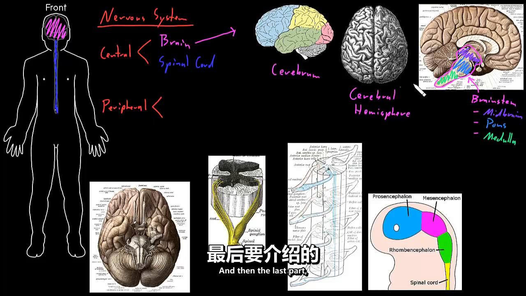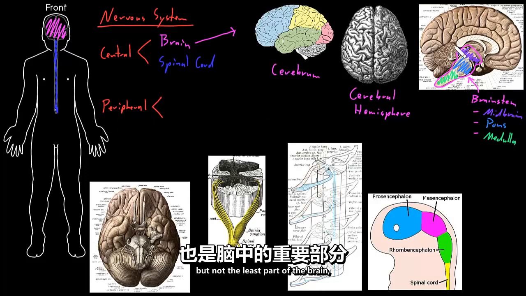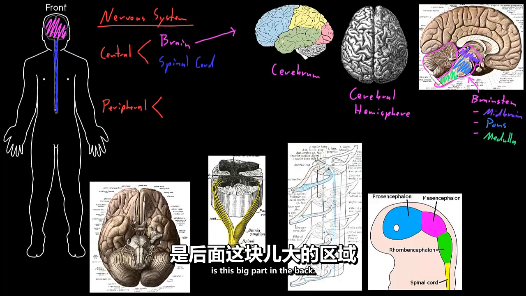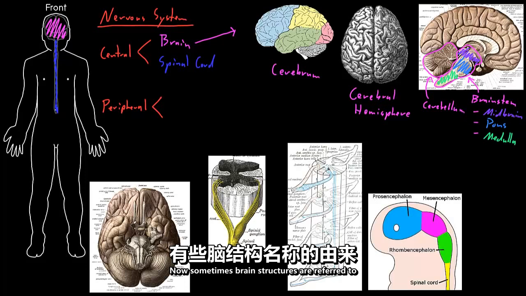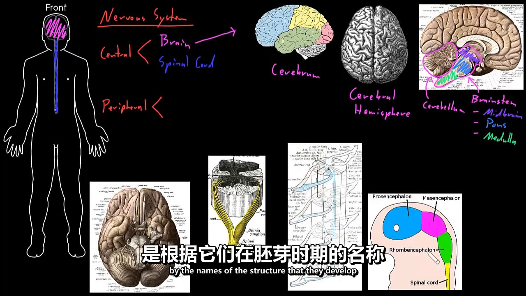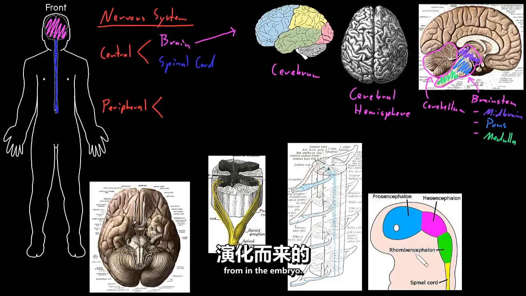And then the last part, but not the least part, of the brain is this big part in the back that's behind the brainstem and connected to the brainstem. And this we call the cerebellum. Cerebellum. Now sometimes brain structures are referred to by the names of the structures they developed from in the embryo.